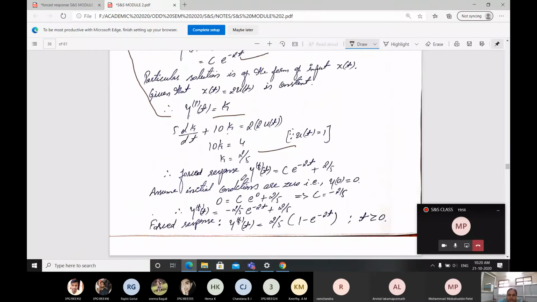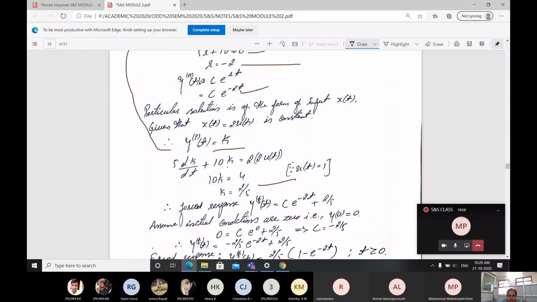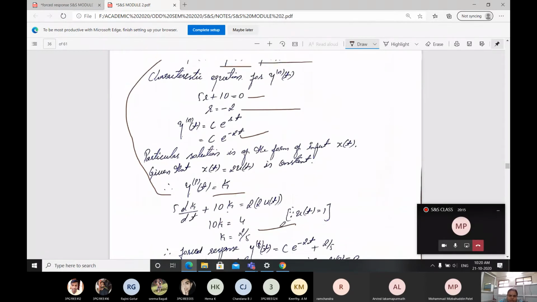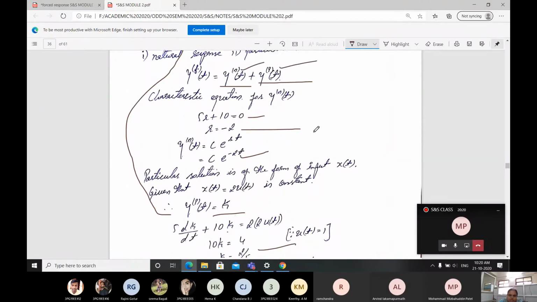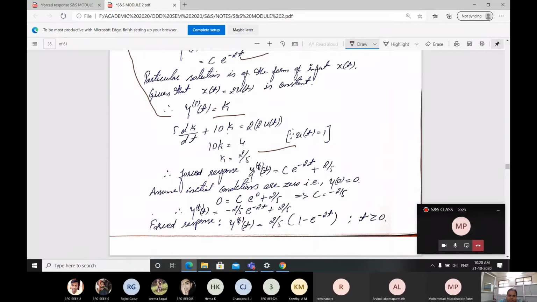Then, therefore, for the forced response, we came to know our natural response, that is yn of t is going to be c e raised to minus 2t. Then yp of t, the k value we got as 2 by 5, right? Therefore, take the forced response, substitute the natural response and also the particular solution. So I will be taking the forced response yf of t is going to be equal to c into e raised to minus 2t plus k value. The particular solution is k, that is 2 by 5.